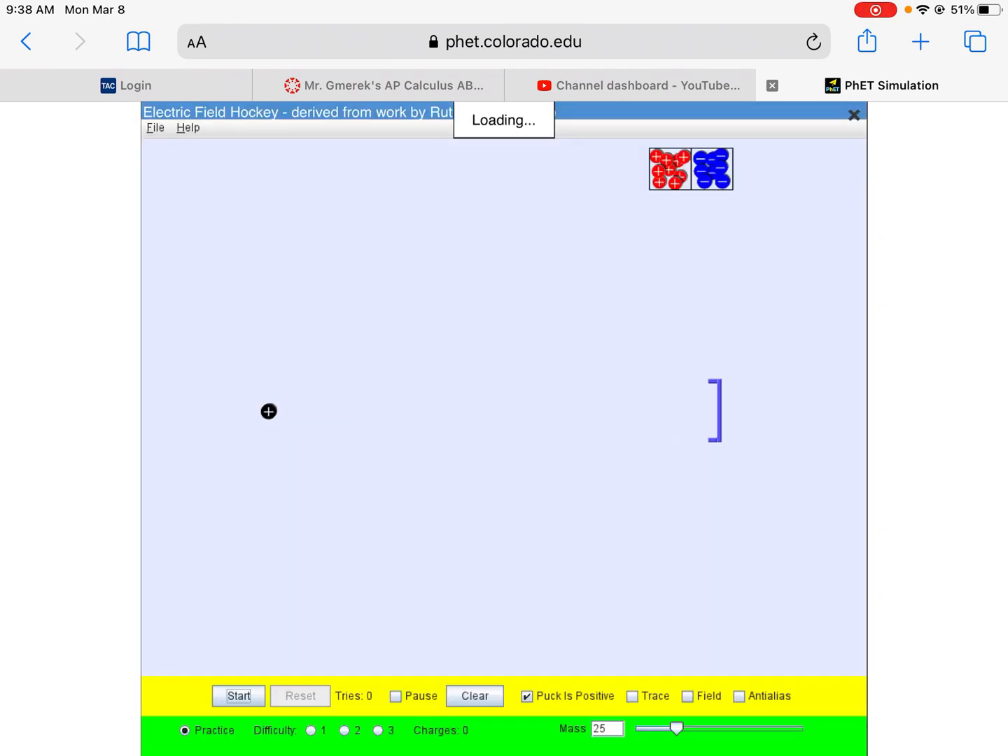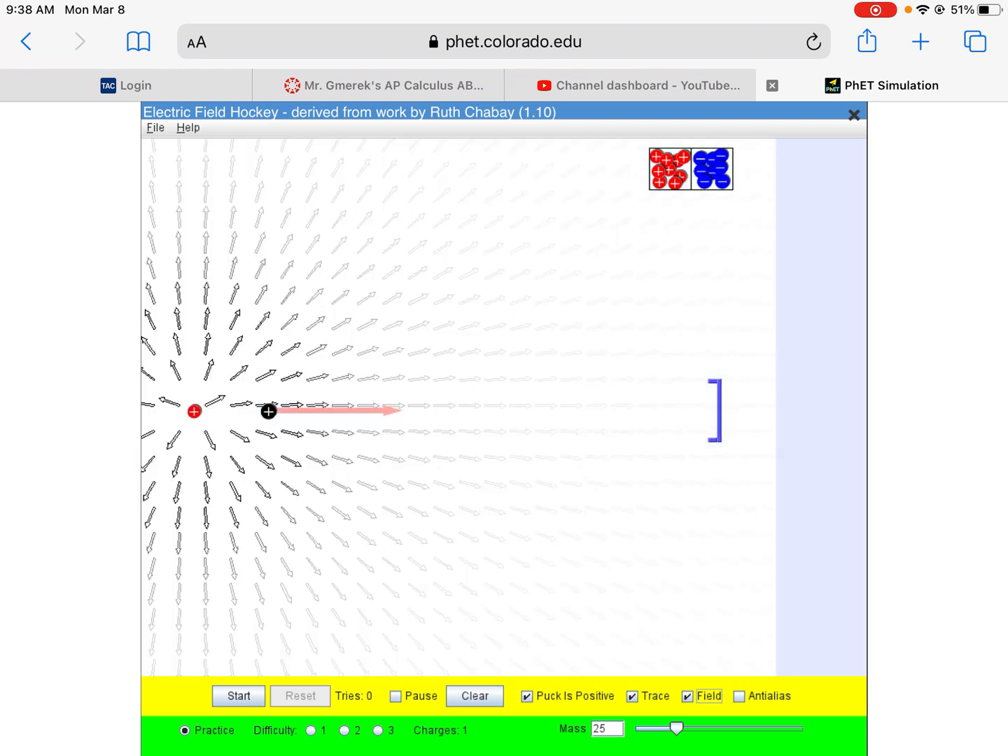It's kind of fun. But see, we have a positive puck right here. And it says it at the bottom, puck is positive. And then click trace and field at the bottom. What that's going to do is trace the path of your puck, and it's going to put the field lines on here, like the slope field, but it's going to be electric field. So you can pull charges out of these boxes, and when you let go, it draws the field for you. And so the field is the direction that the puck's going to go.